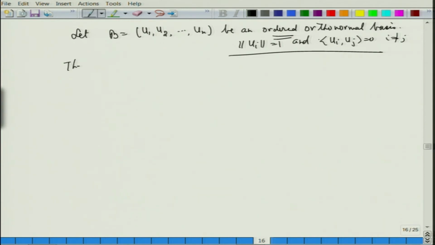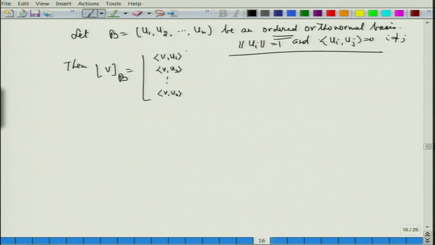Then if I want to write v with respect to B, this is nothing but the inner product of v with u1, the inner product of v with u2, ..., v with un.